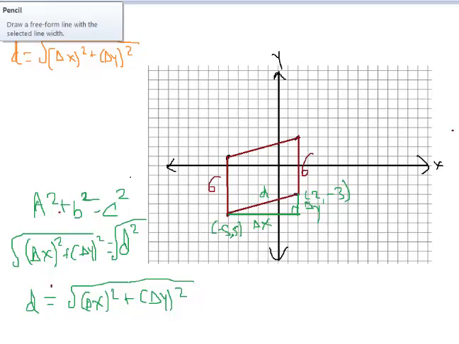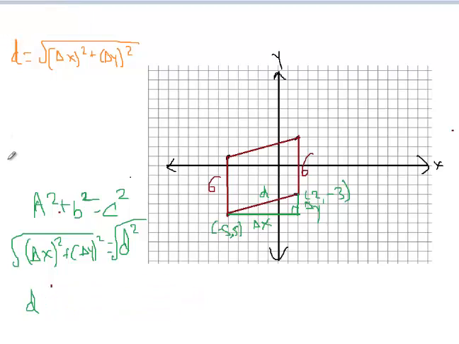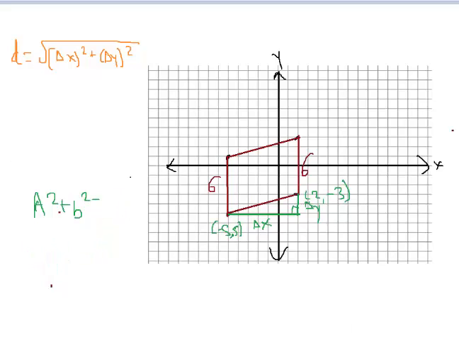But let's apply it over here. Let's eliminate all the stuff that we just wrote, and we will actually apply it as it applies here. So let's apply the distance formula to our case. Our points were -5, 5 and 2, -3.